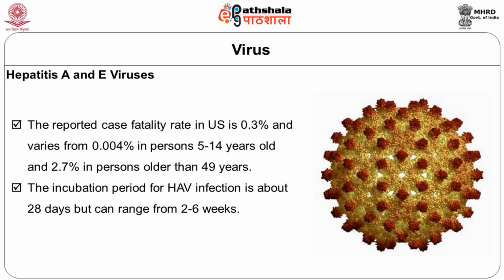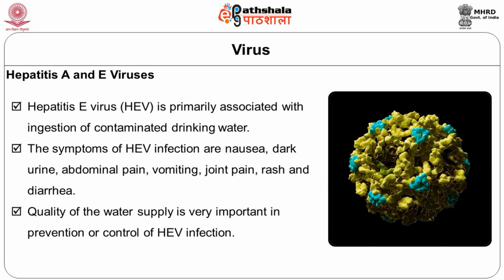Hepatitis E virus is primarily associated with the ingestion of contaminated drinking water. The incubation period varies from 22 to 60 days. It is a very long incubation time. The symptoms of hepatitis E infection are nausea, dark urine, abdominal pain, vomiting, joint pain, rash and diarrhea. Quality of water supply is very important in prevention and control of these viral infections.